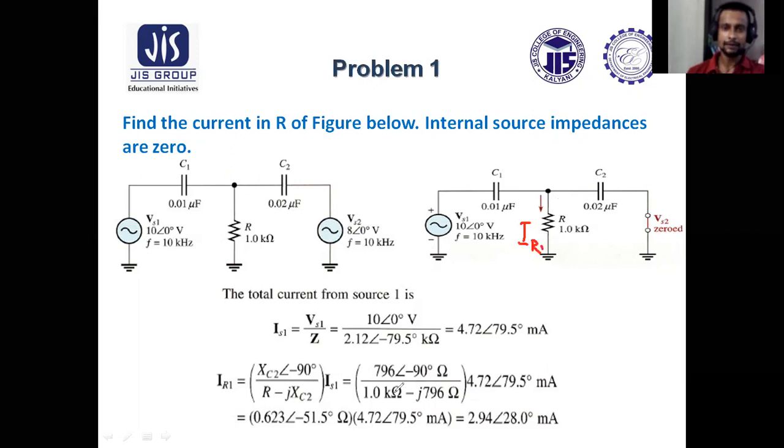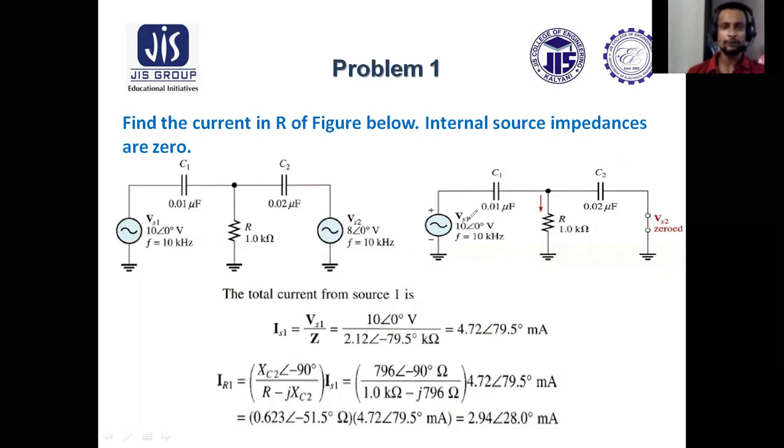Now once IS1 is found, suppose this is IR1. This IR1 can be found using the current divider rule. IR1 equals the total current IS1 into, which one is the opposite impedance? XC2. So XC2 is the opposite impedance, divided by the sum of the impedances, R minus JXC2. So finally you'll get this as IR1. IR1 is found, which is flowing through R due to VS1 source acting alone.